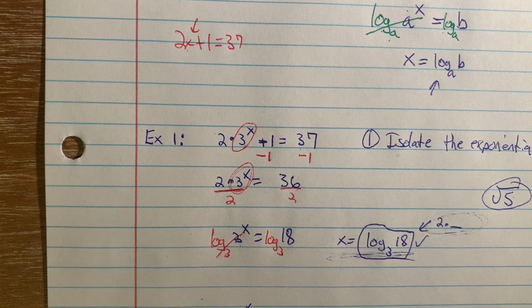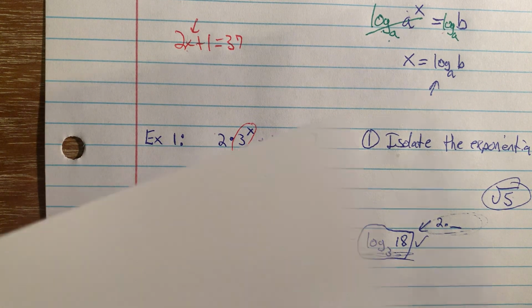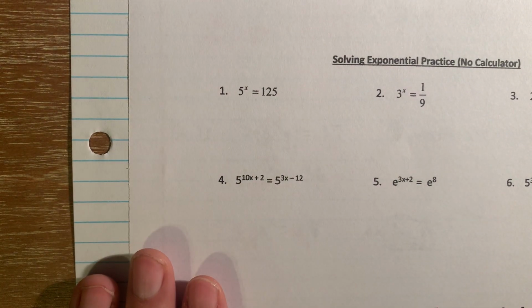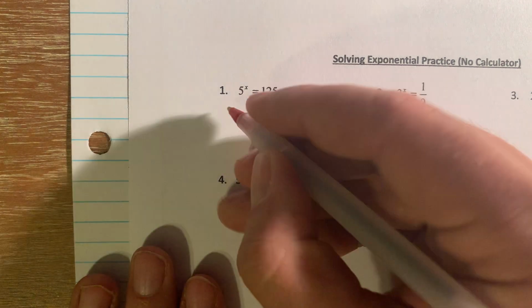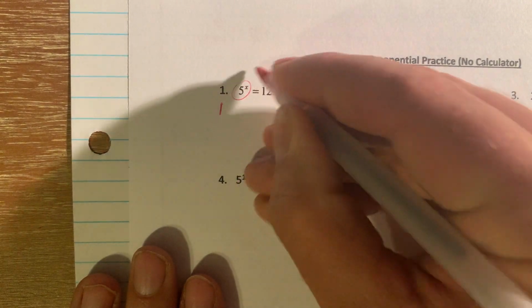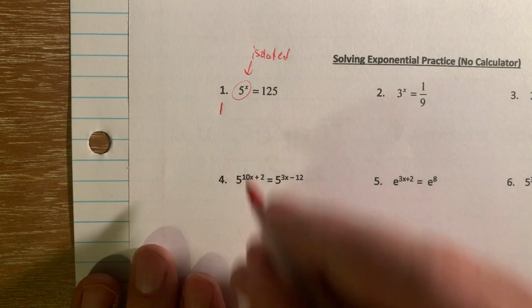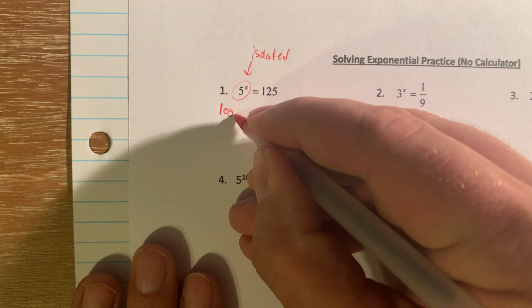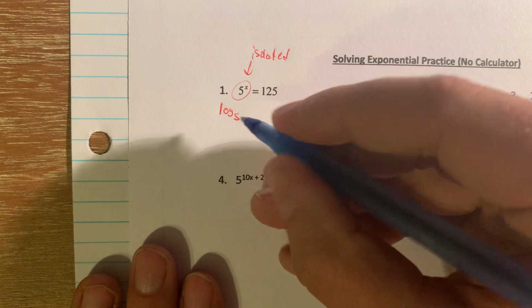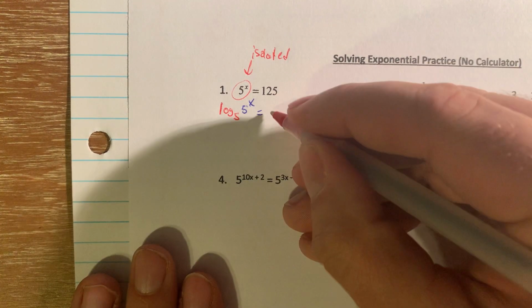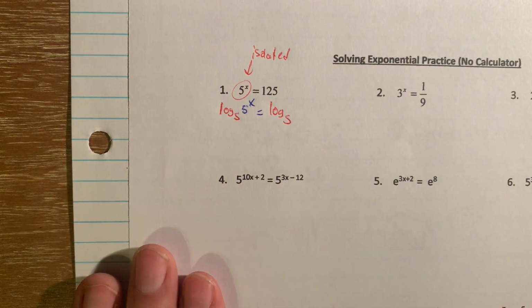For now, though, I want you guys to practice some. Try to solve these on your own and try to solve them using logarithms. All right, why don't you start with number 1? 5 to the x equals 125. And I hope you notice that this exponential is isolated already. There's already just an exponential by itself. So we can just do log base 5 of both sides. So log base 5 of 5 to the x equals log base 5 of 125.